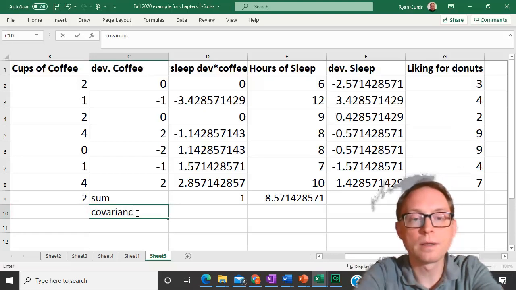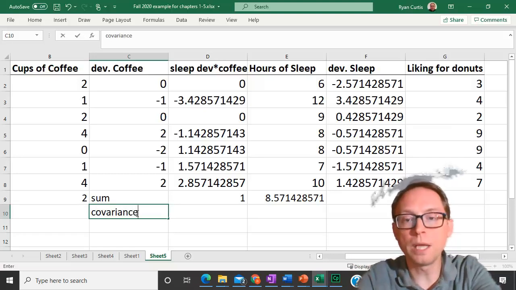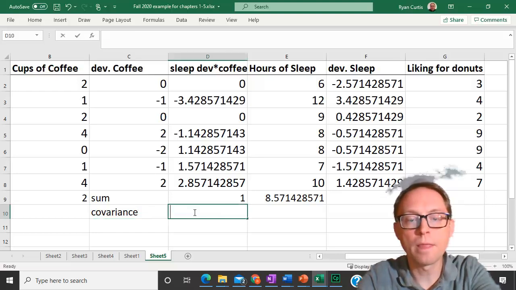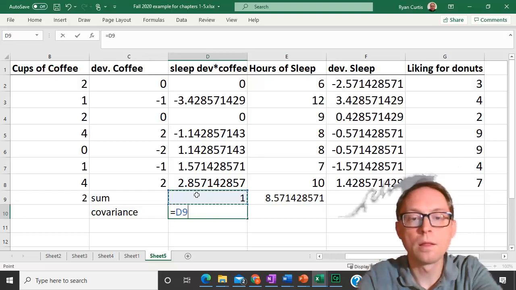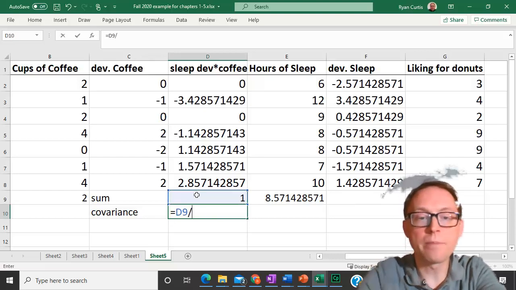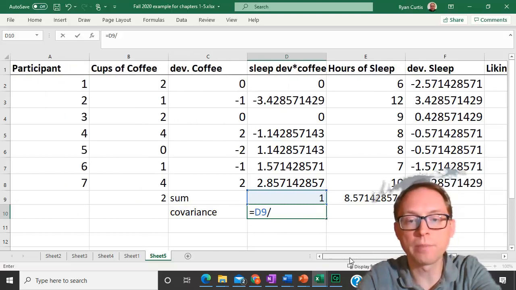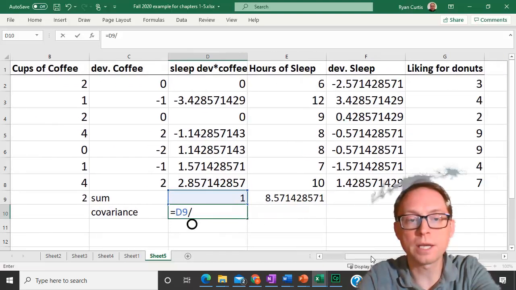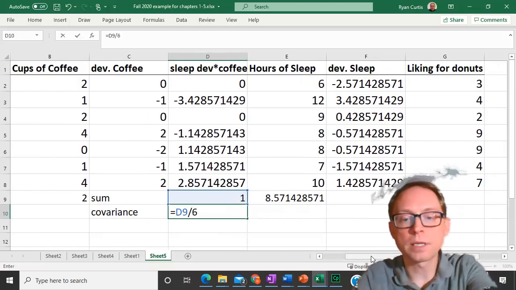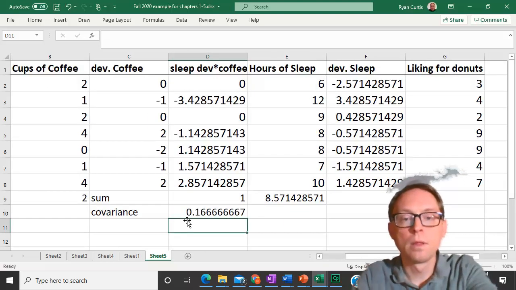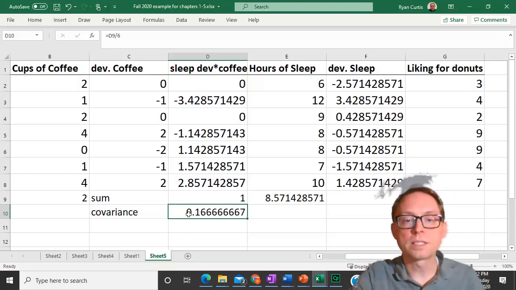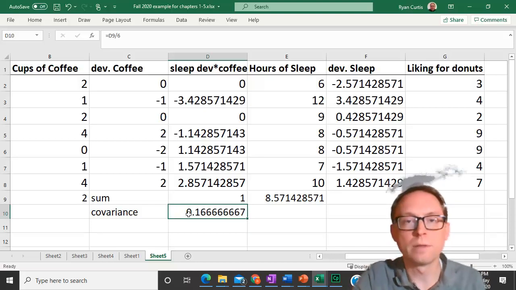Covariance is going to be the sum of those deviations divided by n minus 1. Now remember, there's a total of 7 participants here, so n minus 1 is going to be 6. Covariance is 0.166666. It's 0.17, right? That's what the covariance is.